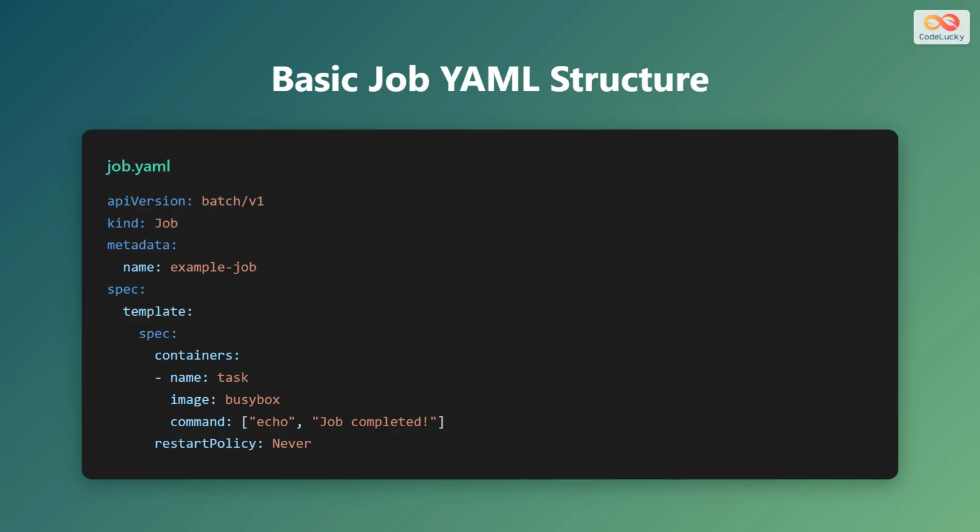A basic job manifest starts with API version batch/v1 and kind Job. Under the spec section, you define a template that describes the pod specification. The containers array specifies what task to run. Notice the restart policy is set to Never, which is required for jobs. This means if the container fails, Kubernetes will create a new pod rather than restarting the container in place.